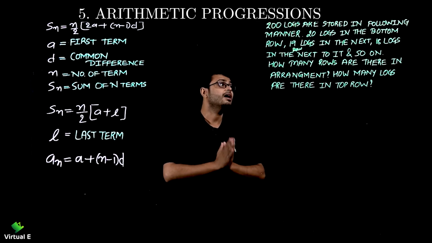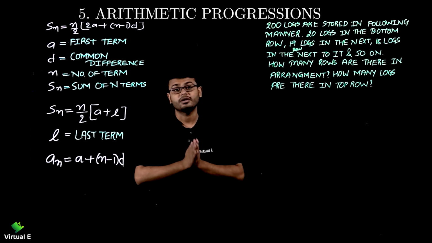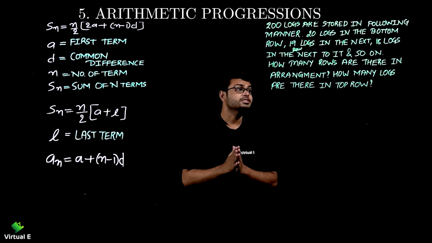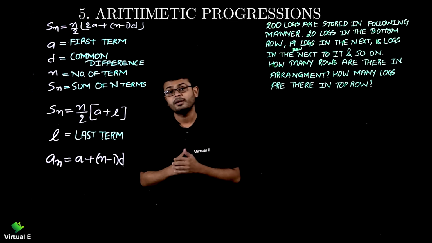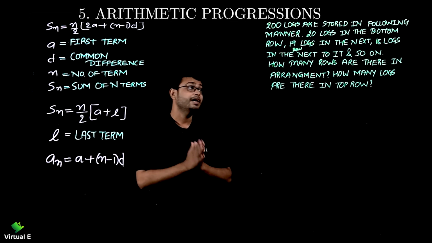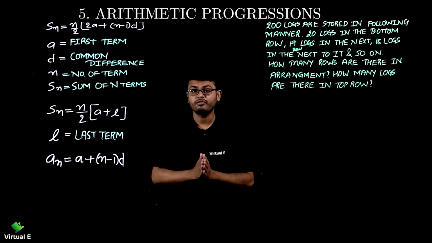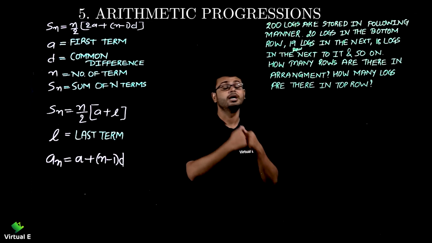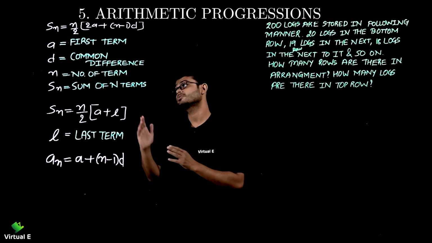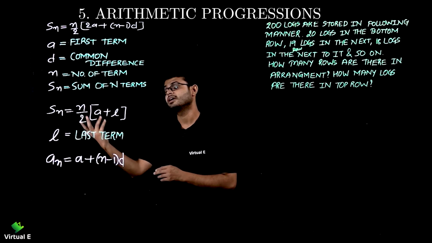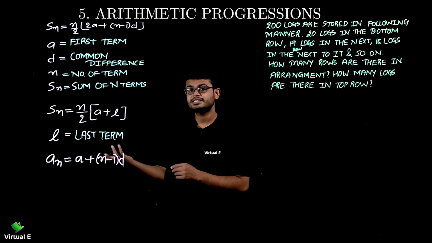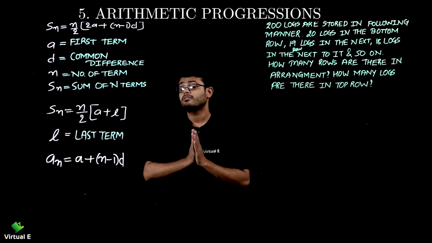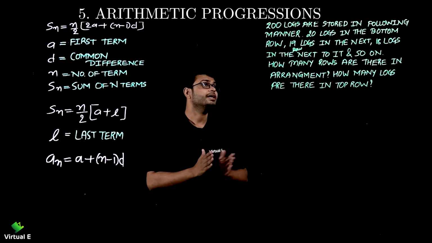How many rows are there in the arrangement? We need to find the number of rows. How many logs are there in the top row? Remember, whenever what problem is given, we need to form our own AP with the given condition. Then only we can solve this sum, because we need to have the values of a, d, n. Even if we want to find the an or Sn, without three values it is difficult to do it, right? So our first target is to get the AP.